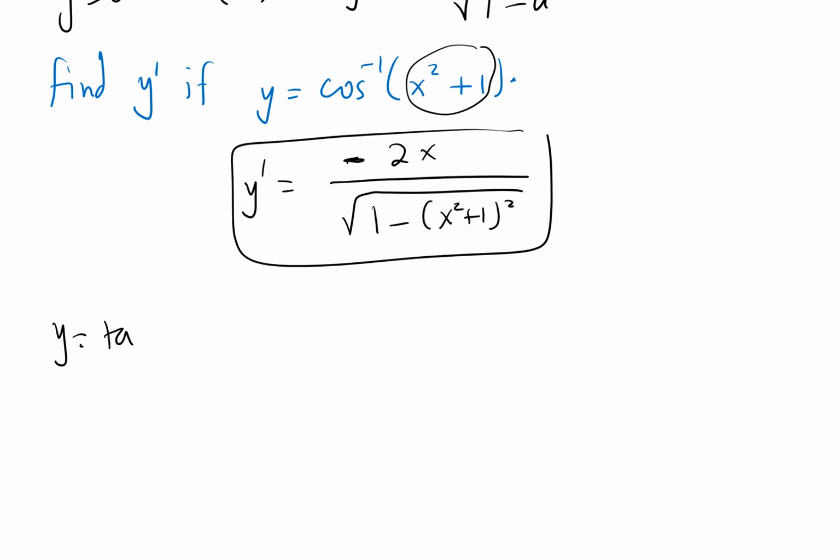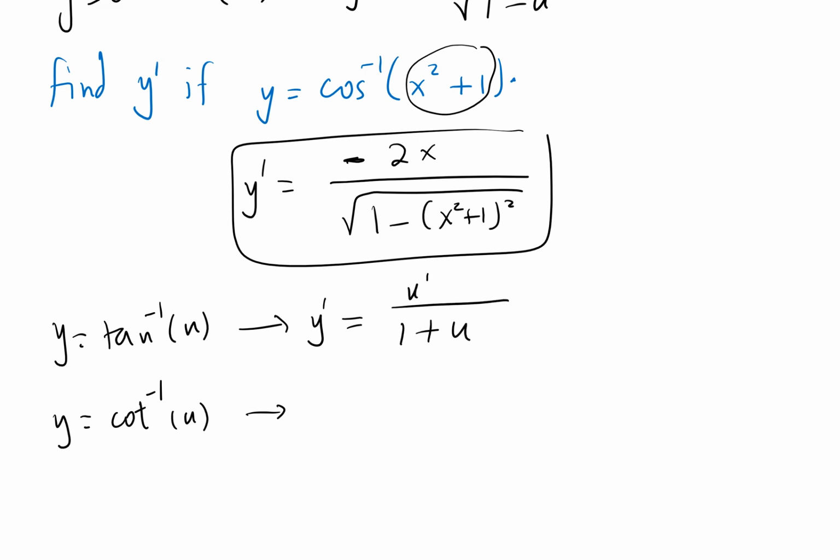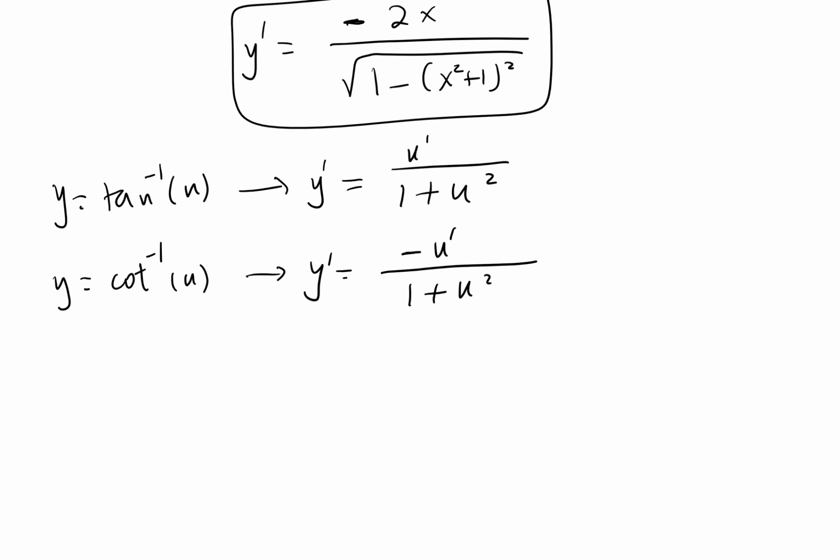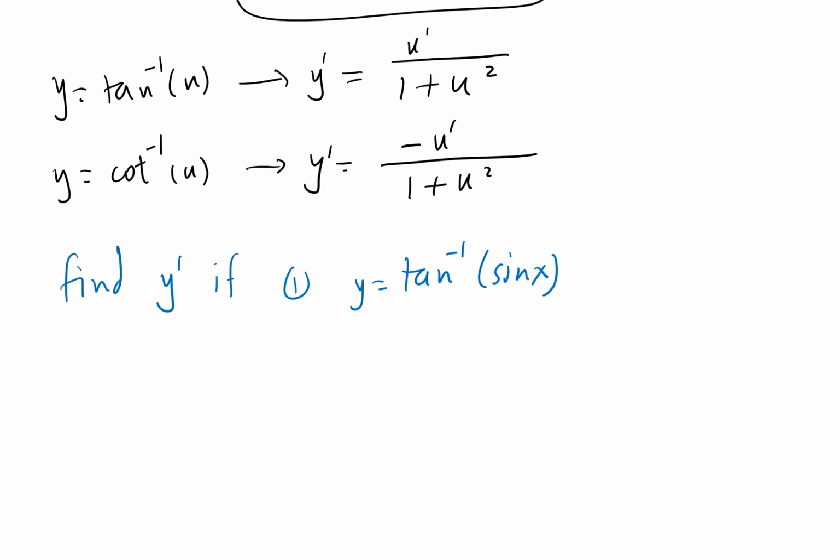There's one for tangent inverse or arctangent. There's one for cotangent inverse or arccotangent. Y prime is u prime over 1 plus u squared. Again, the same idea, same formula. It's just there's a minus in there. So find y prime if y equals tangent inverse of sine x. Y equals cotangent inverse of secant of 5x.